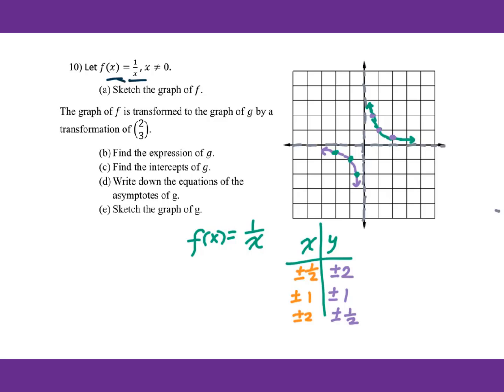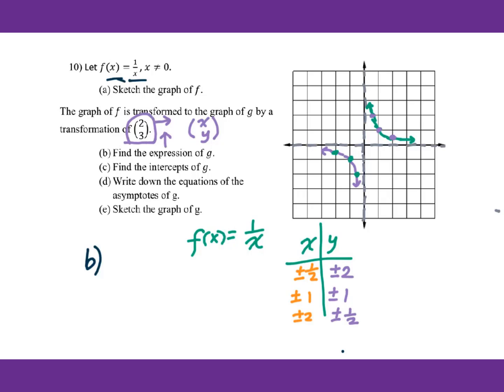For B, the graph of f is transformed to the graph of g by the transformation (2, 3). (2, 3) is a vector. That means x, y, you will move to the right 2 units and go up 3 units. That's the meaning of that. Therefore, for B, find the expression of g.